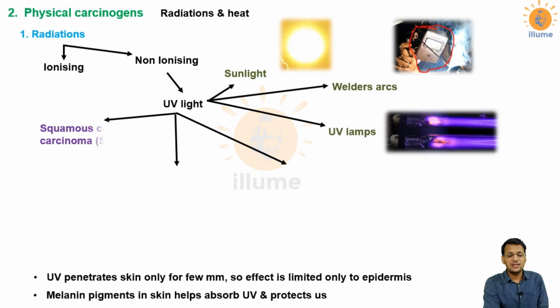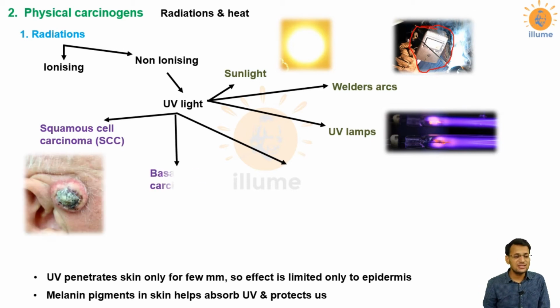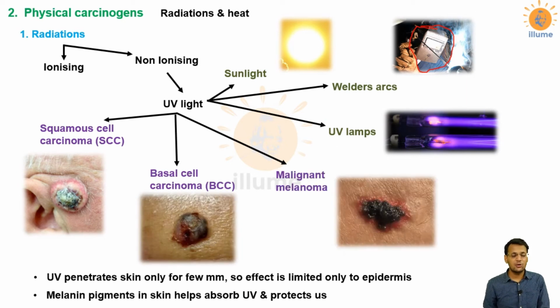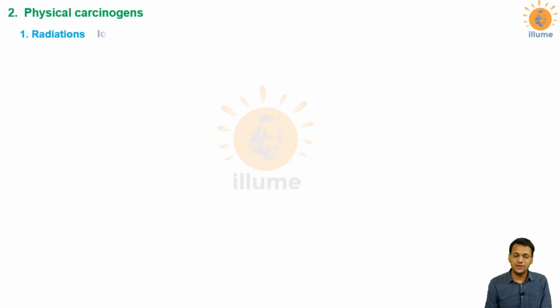So what kind of cancers are produced from ultraviolet radiations? The first example is squamous cell carcinoma of the skin, then basal cell carcinoma also of the skin, and malignant melanoma. So these three cancers are because of ultraviolet radiations. There are other reasons also for squamous cell carcinoma, but ultraviolet radiations produce these three kinds of cancers.